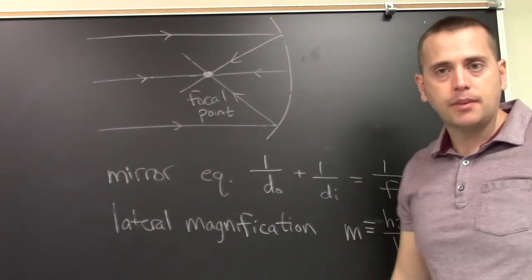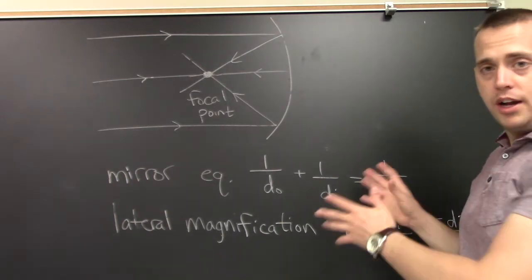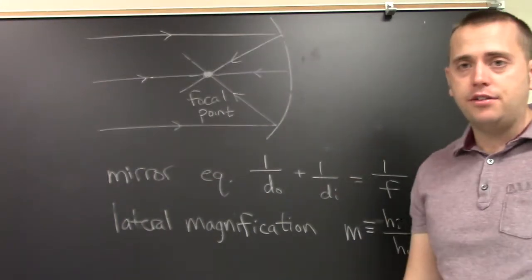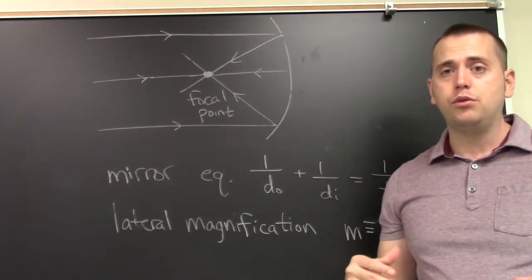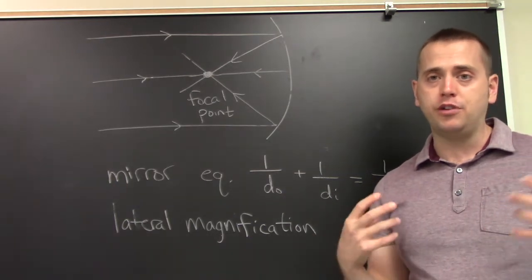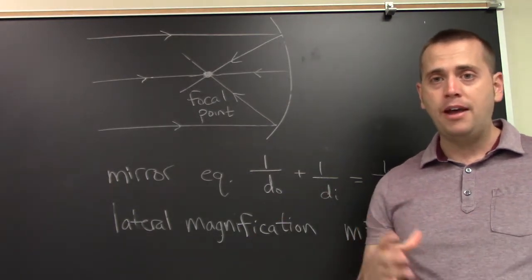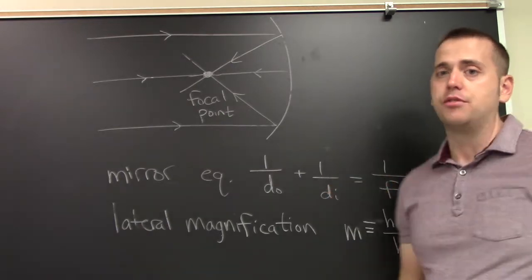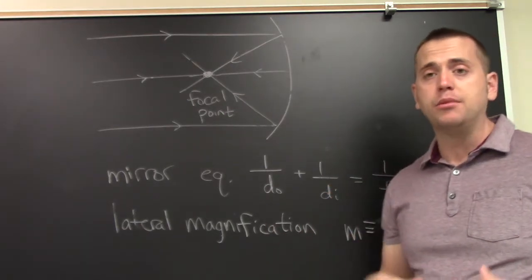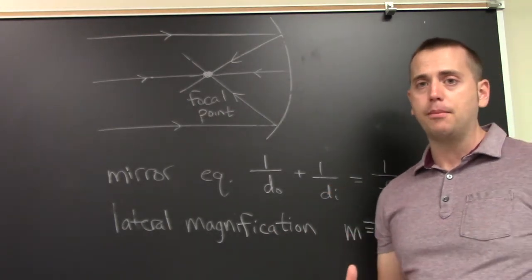Okay, so we're going to actually put the mirror equation to the test in today's lab. We're actually going to look at how a mirror forms images, where they form, and does it actually fit this equation. And in doing so, we're also going to measure the focal length of that mirror.